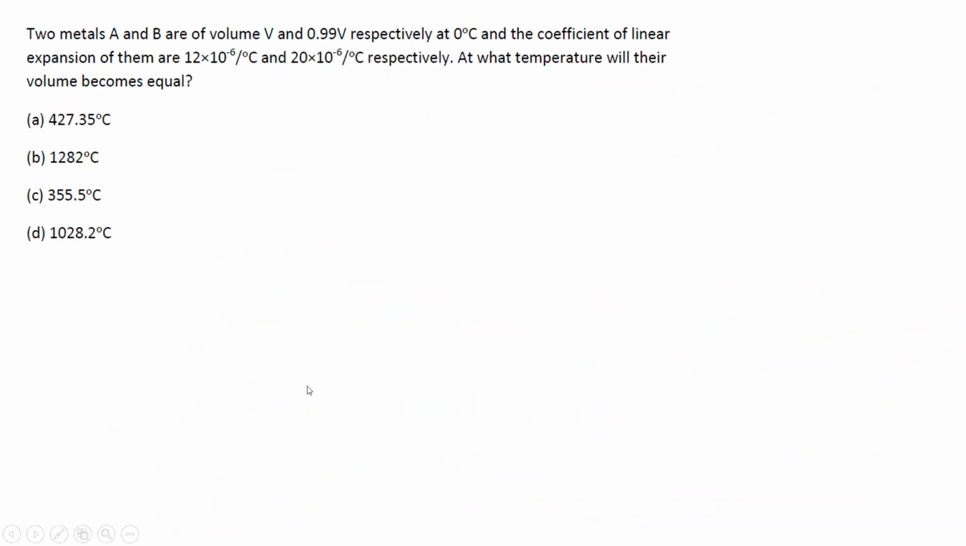Two metals A and B are of volume V and 0.99 V. Okay, so we have two metals A and B. Metal A has volume V. Metal B has volume 0.99 V at 0 degree centigrade. At 0 degree centigrade, for A, volume is V. For B, volume is 0.99 V.